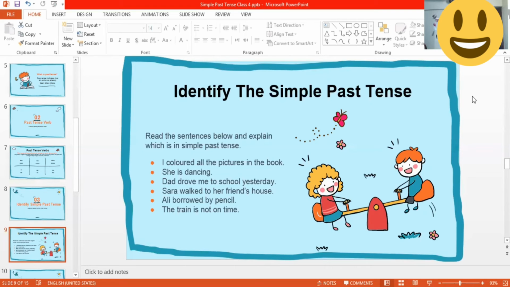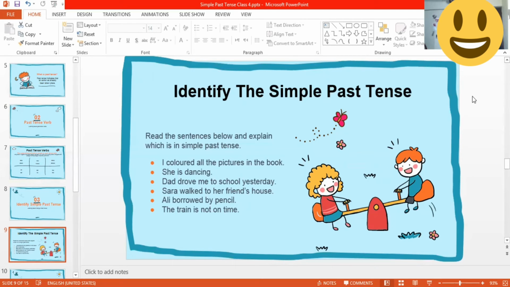Sarah walked to her friend's house. Sarah walked to her friend's house. So we can also see the ed in the verb, and we know that when we add ed in the verb, it is a past tense verb. So this whole sentence is a simple past tense sentence.